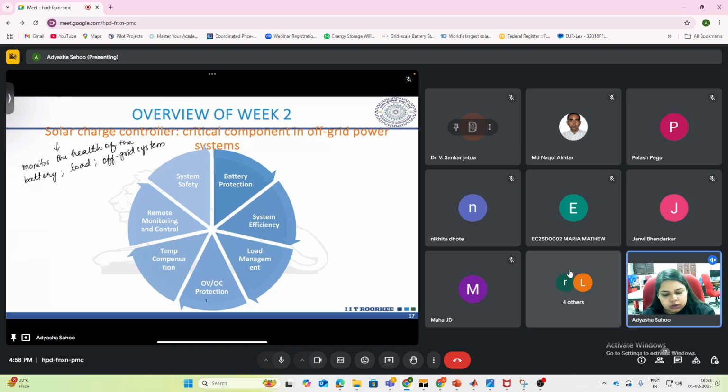So for over voltage or over current protection, for temperature compensation, because this storage has a problem of temperature also, that temperature needs to be regulated. Then remote monitoring and control, system safety, battery protection, system efficiency, load management, basically to coordinate the charging and discharging of the battery. So all these are basically done at the solar charge controller.